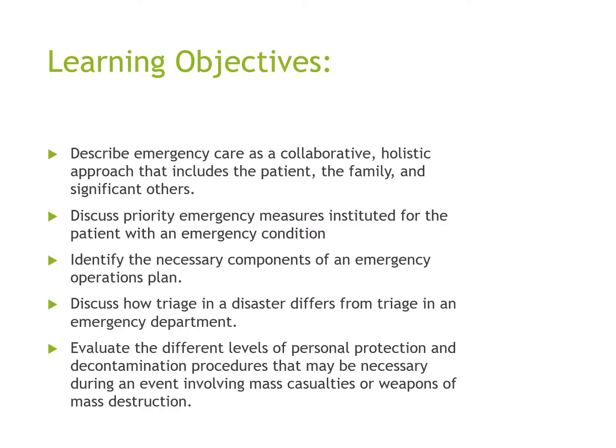So we have a whole bunch of different learning objectives here, and I think these are pretty much coming directly from your book. We're talking about priority emergency measures. We're talking about the components of an emergency operations plan. That is important as well. We'll talk about the EOP, and every institution must have some type of emergency operations plan, right? This is where JCAHO comes in. They have drills, and pretty much everybody has to know what the plan is.